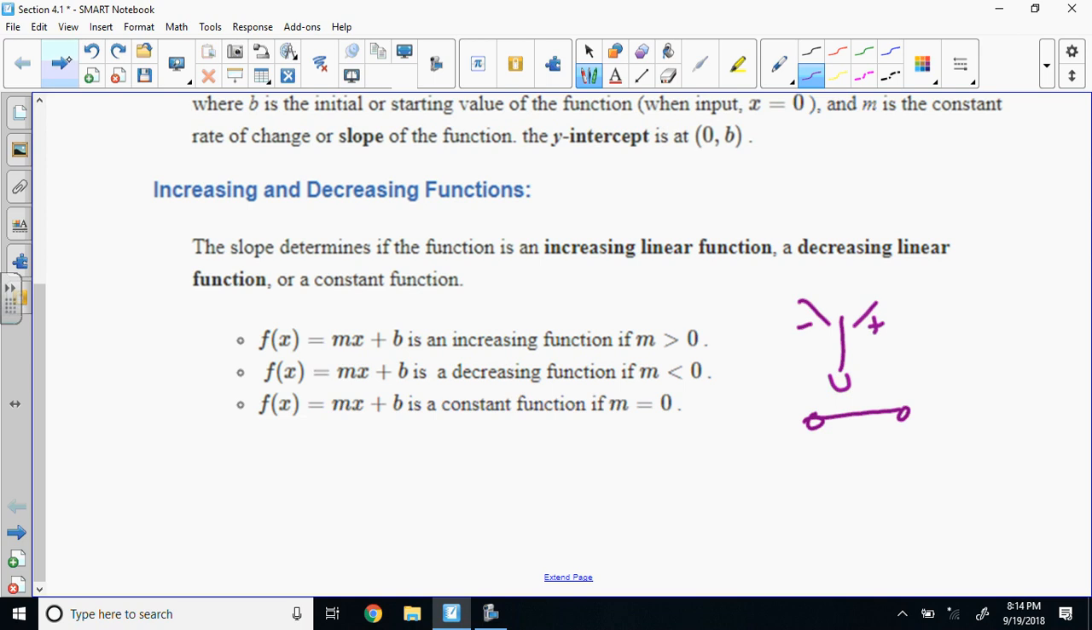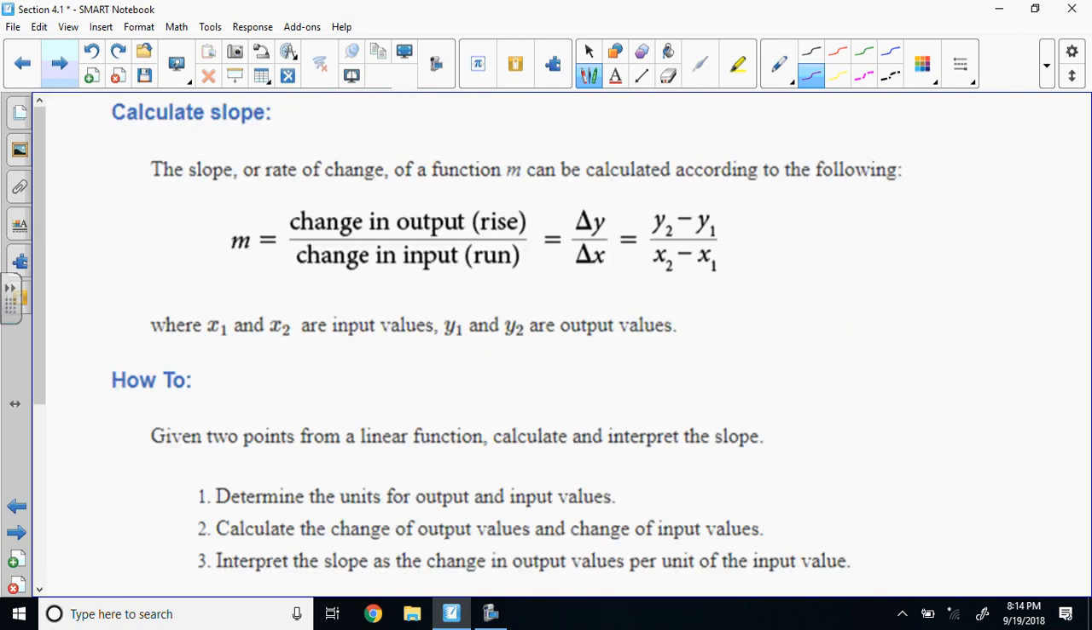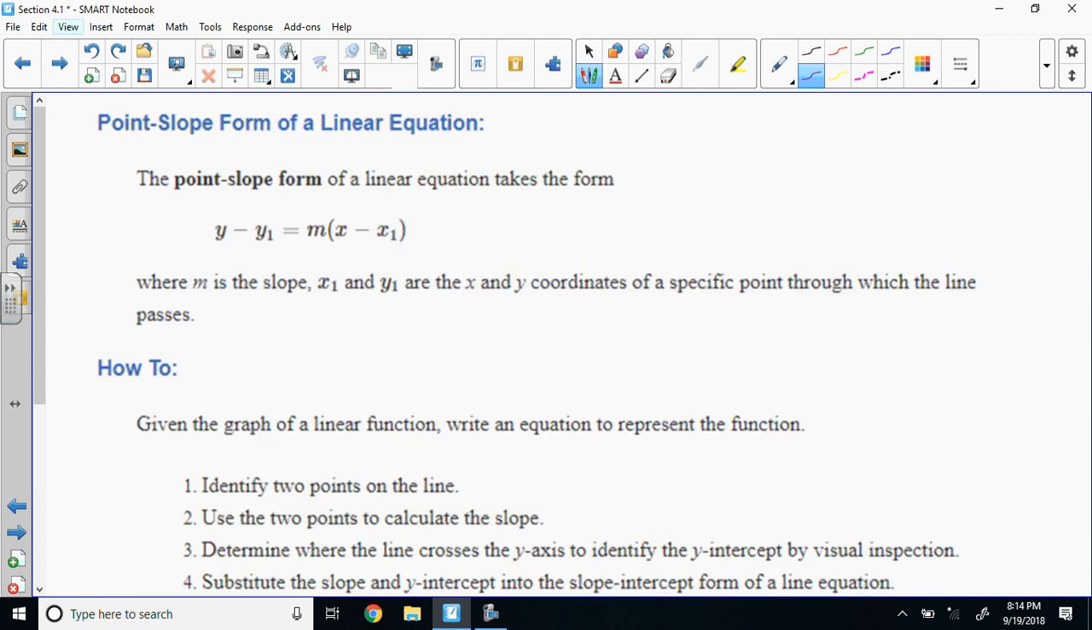Little zeros on the end of the mouth. Okay. Have we shown slope before? Yeah, because we've done rate of change. So we've done that. I'm going to show you something a little bit different.